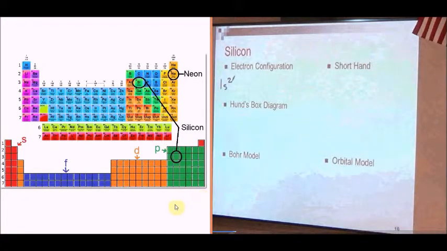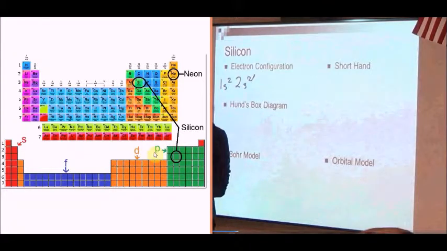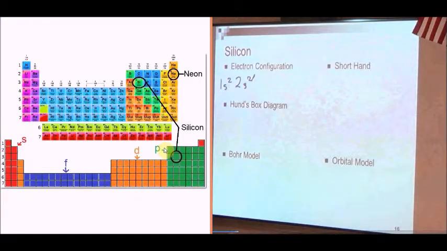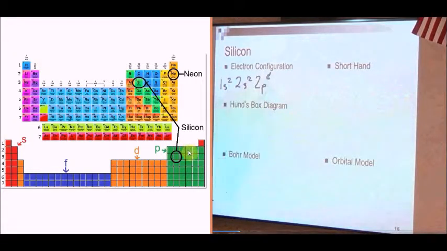1s2. All right, now I've got to go through row two entirely. So, good. 2s because it's red, and 2 because there's two boxes. Do they always start off with 1s2? Yep. They'll always all start this way. All right. Then I'm still in row two, but I get to a new color, so I got to write something else. 2p6. Perfect. You guys got it. 2p6.